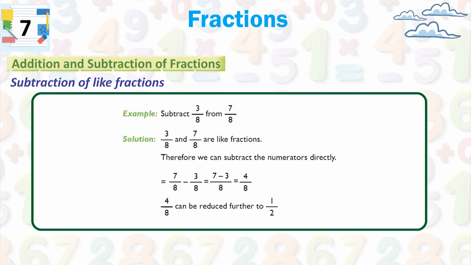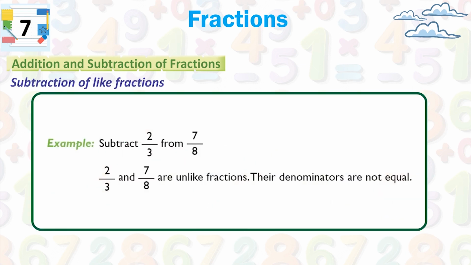Example. Subtract 3 upon 8 from 7 upon 8. Solution. 3 upon 8 and 7 upon 8 are like fractions. Therefore, we can subtract the numerators directly. This is equal to 7 upon 8 minus 3 upon 8, which is equal to 7 minus 3 upon 8, which is equal to 4 upon 8. 4 upon 8 can be reduced further to 1 upon 2.